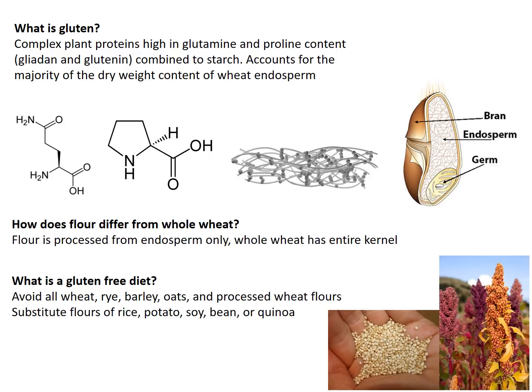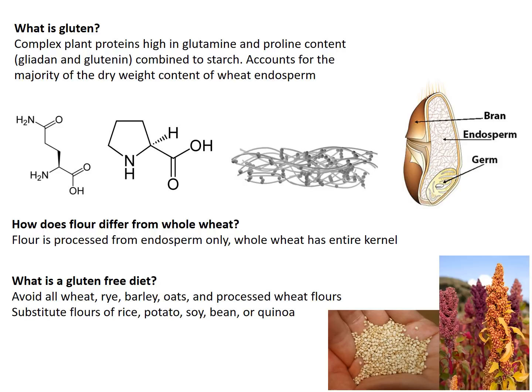So what is gluten? Gluten is actually a plant protein, and it's a small protein made up of two peptides, gliadin and glutenin, and those peptides are really high in glutamine and proline amino acid content. So you can see those two amino acids, glutamine and then proline, next to it on the right. So gluten is a combination of these two smaller peptides with high amounts of those amino acids. And that gluten is primarily found in the endosperm of the wheat kernel.